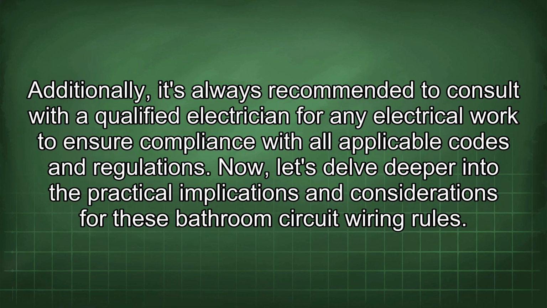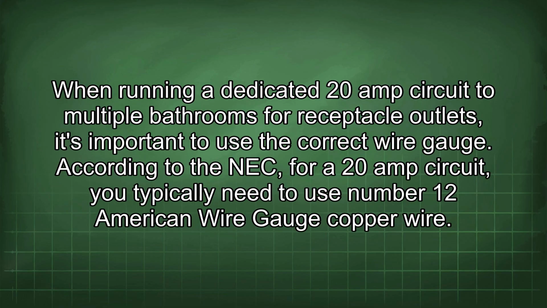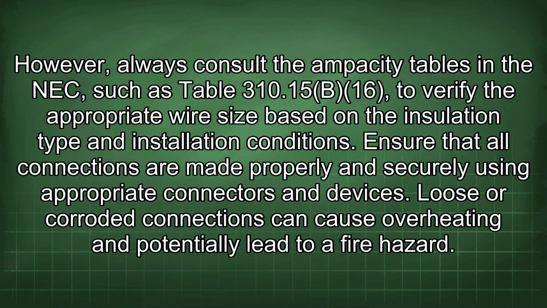Additionally, it's always recommended to consult with a qualified electrician for any electrical work to ensure compliance with all applicable codes and regulations. Now let's delve deeper into the practical implications and considerations for these bathroom circuit wiring rules. When running a dedicated 20 amp circuit to multiple bathrooms for receptacle outlets, it's important to use the correct wire gauge. According to the NEC, for a 20 amp circuit, you typically need to use number 12 American wire gauge copper wire. However, always consult the ampacity tables in the NEC, such as Table 310.15(B)(16), to verify the appropriate wire size based on the insulation type and installation conditions.